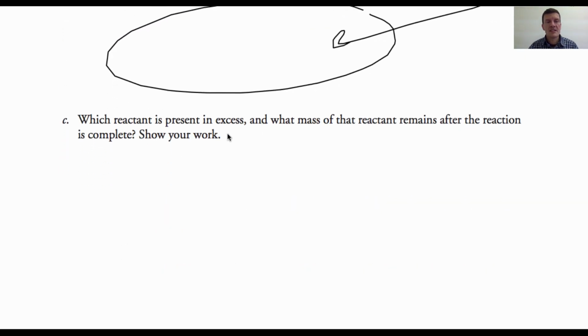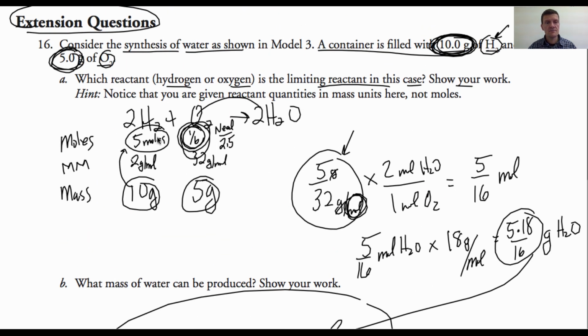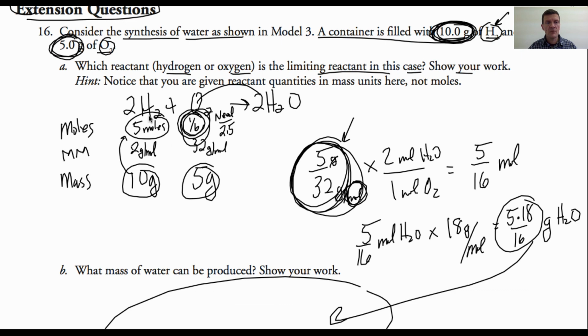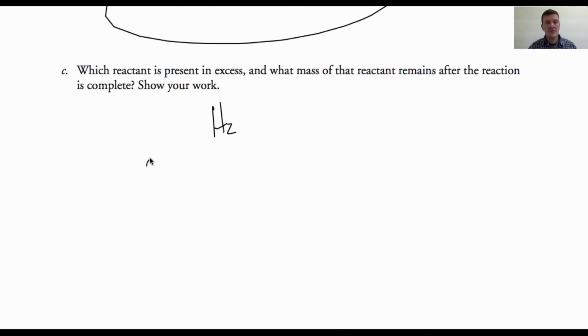Which reactant is present in excess? That would be your H2. What mass of the reactant remains after the reaction is complete? Oh, that's a great question. So if you look here, we used 5/32 of a mole of oxygen, and I would use twice that of hydrogen.